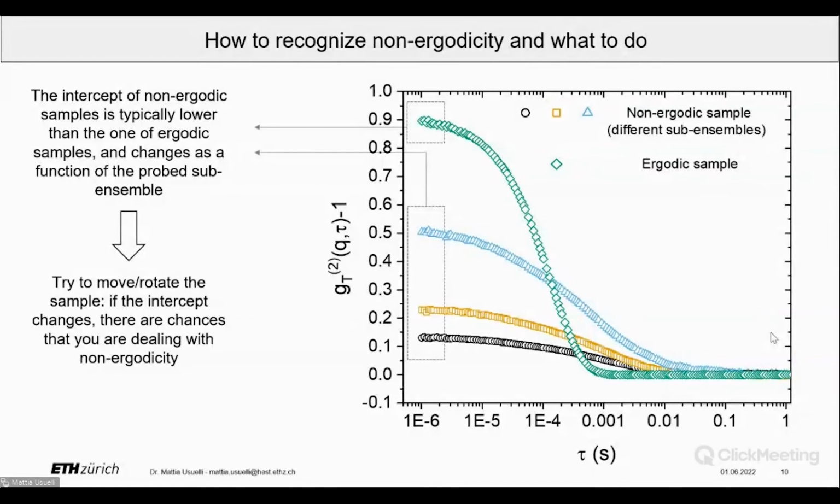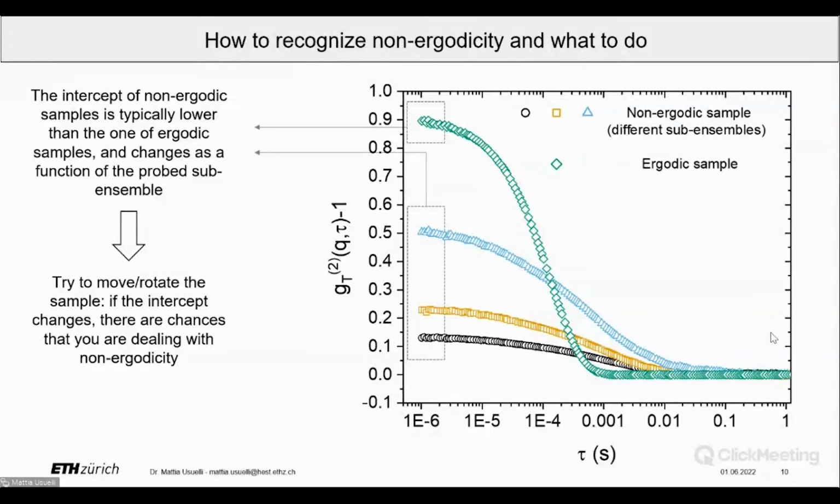For this specific sample, you see that your intercept is lower. Maybe it's around 0.6, maybe it's around 0.4. You say, what's going on? I don't understand. I suggest a little thing: try to move or to rotate the sample. Try simply to check what's going on in another sub-ensemble. If you see that the intercept is changing, there are very high chances that you're dealing with non-ergodicity.